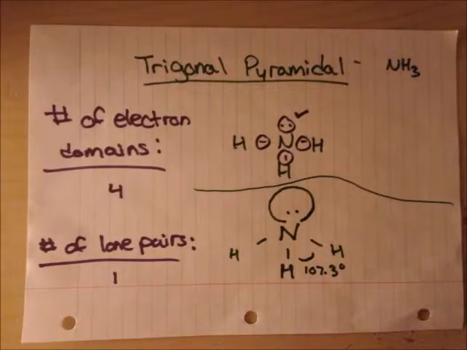Another electron geometry is the trigonal pyramidal structure. An example would be ammonia, or NH3. The Lewis dot structure shows that there are 4 electron domains and 1 lone pair. Now, since this lone pair has more repulsive strength than the binding pairs, it'll push down on the binding pairs just as it did with the bent shape. This creates a pyramid, hence the pyramidal structure. The bond angle is 107.3 degrees.